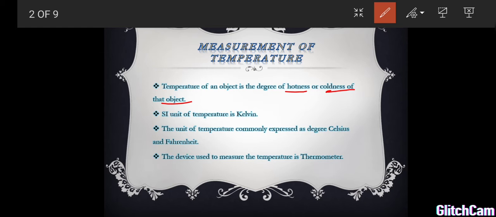The SI unit of temperature is Kelvin, but commonly we are using some other units. They are degree Celsius and degree Fahrenheit. And if you want to measure the temperature, we are using a device. The device is called a thermometer.